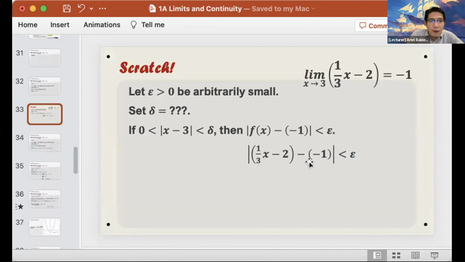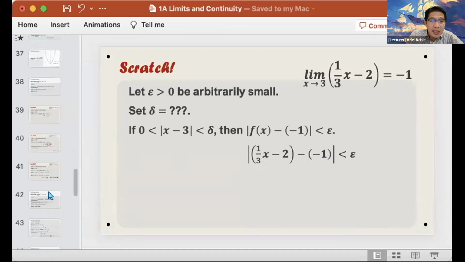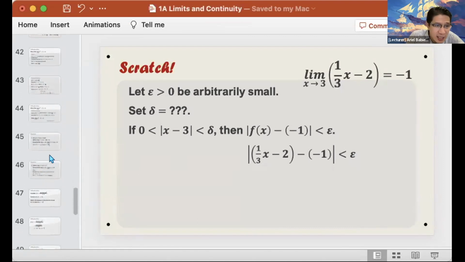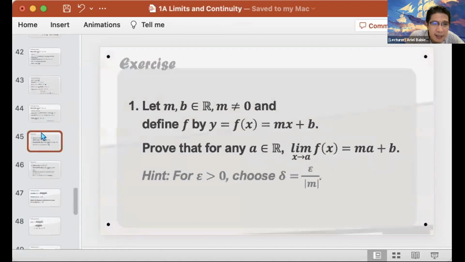Madali natin nakuha yung ating delta dito. Nakuha natin ay delta should be 3 epsilon because it's the linear case. In fact, it's the easiest case. But then you can actually generalize that. Nasa yung generalization ko. Wait, let me find it. This one. Okay, look at this.